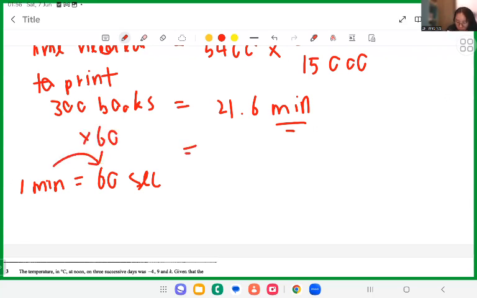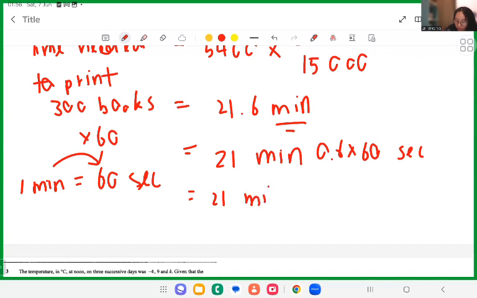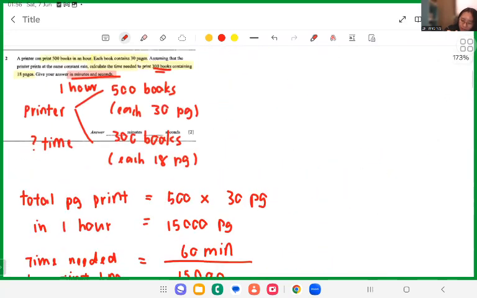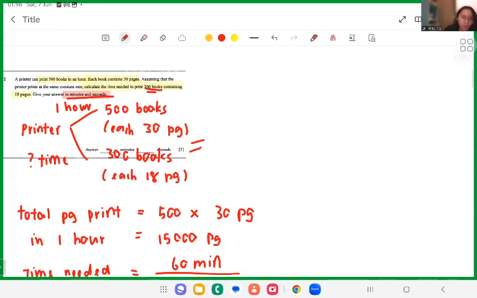Okay, so we write down 21 minutes. And we need to convert the minutes to seconds. We use 0.6 times 60. Then we can convert it to seconds. And the final answer we get is 21 minutes and also 36 seconds. This is the final answer. You can rewrite the answer at the answer space.